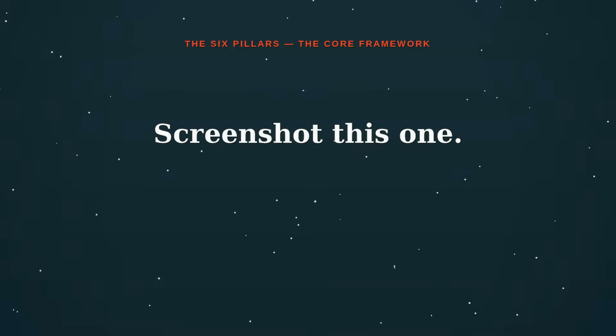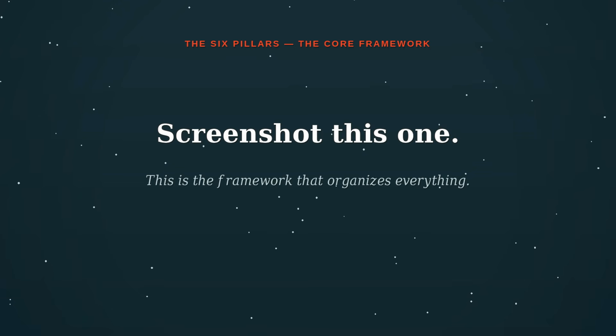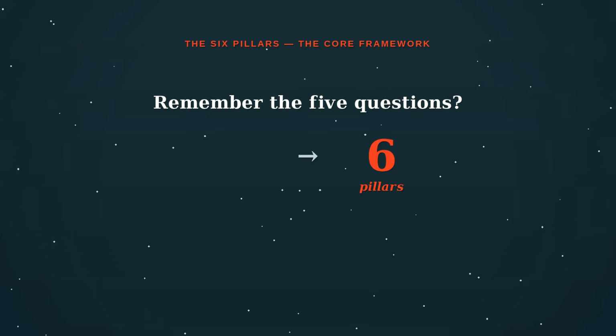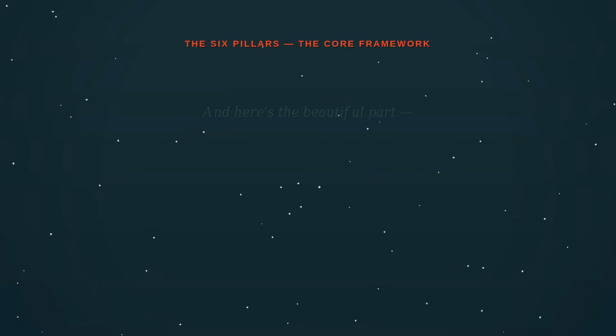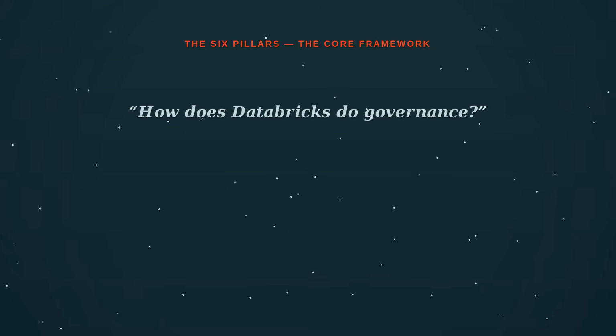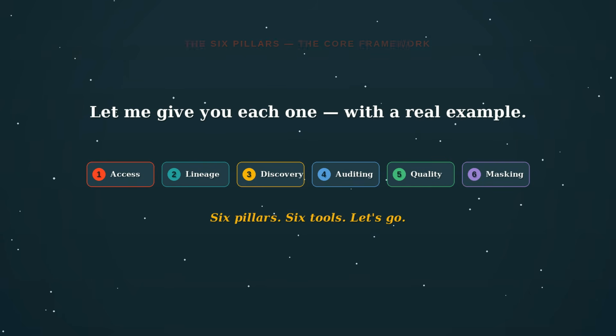So now let's discuss the core framework, 6 pillars, 6 Databricks features. Alright, this next slide is the one I would tell you to screenshot and put on your wall, because this is the framework that organizes everything. Remember our 5 questions. In practice, the industry grouped the work of governance into 6 pillars. And the beautiful thing about Databricks is that each pillar maps to a specific feature. So if an interviewer says, how does Databricks do governance? You won't ramble, you walk through 6 pillars, each with its tool. Let me give you each one with a real example.